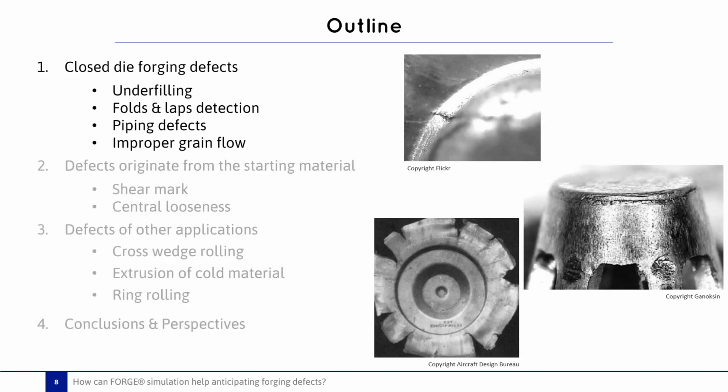The forging technology may look simple, but you know that it can be such a complex process. Several defects can appear, for example, cracks, and they can be in different locations of the part. One of the challenges is to avoid different kinds of defects, such as the ones presented in this image. Let's start with the closed-die forging defects, for example, underfilling, faults and laps detection, piping defects, and improper grain flow.